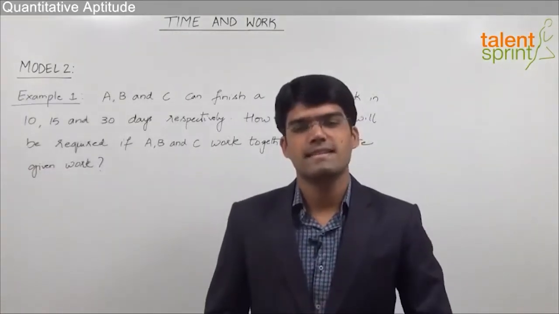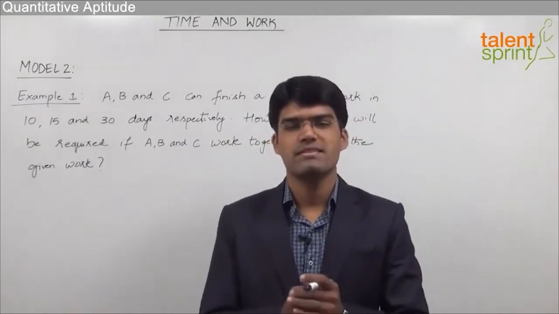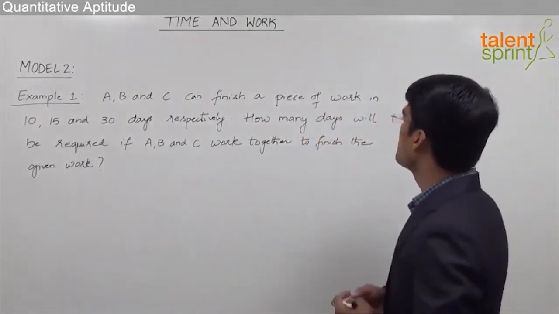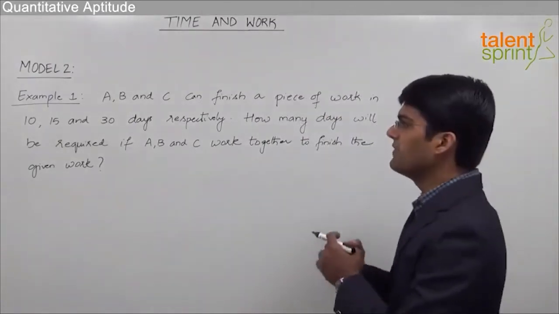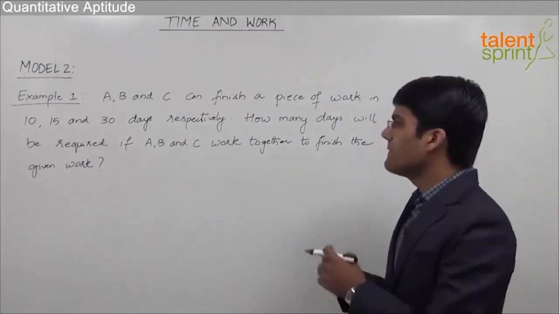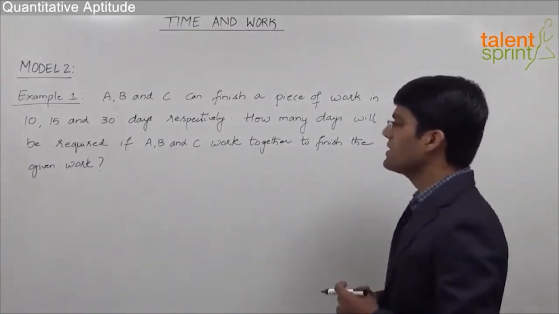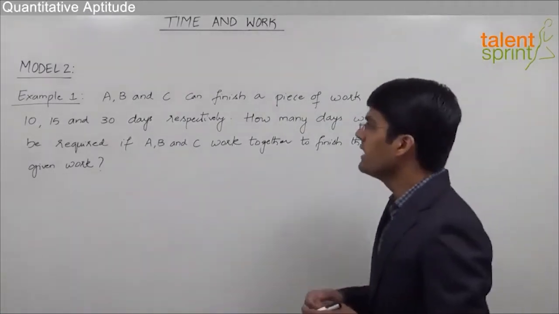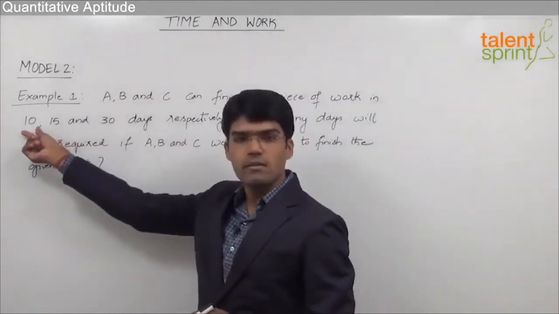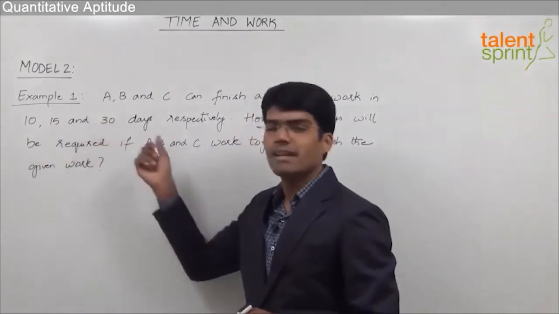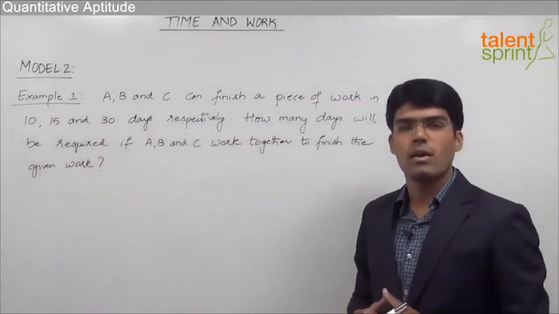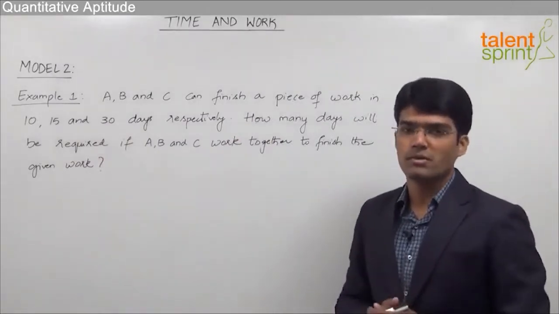Let us now take the first example based on model 2 that we have just discussed. The question here is: A, B and C can finish a piece of work in 10, 15 and 30 days respectively. How many days will be required if A, B and C work together to finish the given work? So here, as you can see, the number of days required when A, B and C work alone are given to us. That is 10 days, 15 days and 30 days respectively. And we are supposed to find out the total number of days required when all these three persons work together.